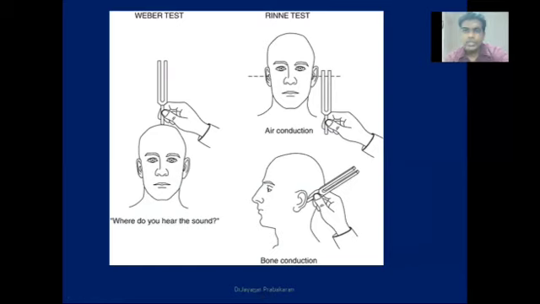So how do you do that? You occlude the canal by giving tragal pressure to the patient. Then you keep a vibrating tuning fork on the mastoid region, the base of the tuning fork. Once he stops hearing, ask him to raise his hand. Immediately you keep the same tuning fork on your mastoid, closing your external canal by giving tragal pressure. If you are still able to hear, even though the patient has stopped hearing, it means there is sensorineural hearing loss for the patient.